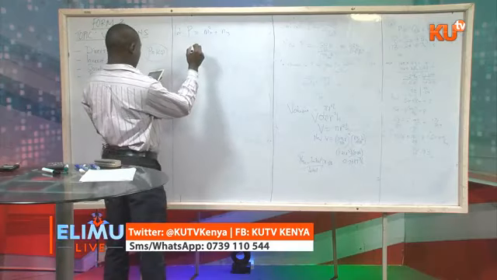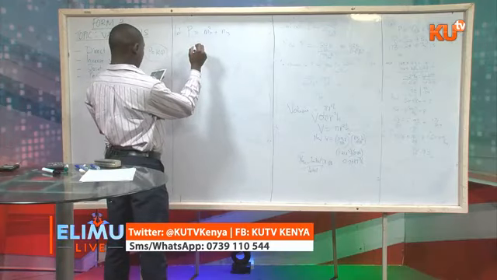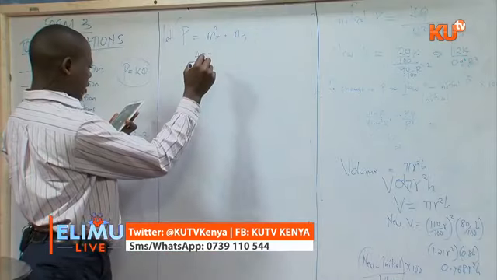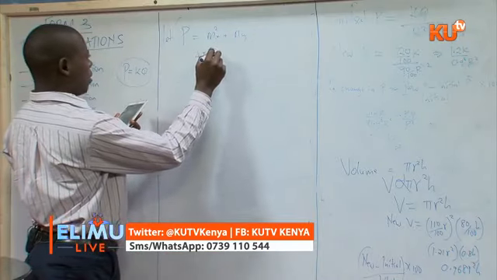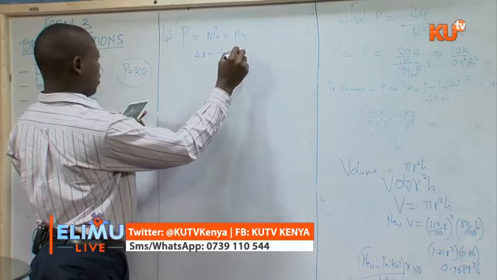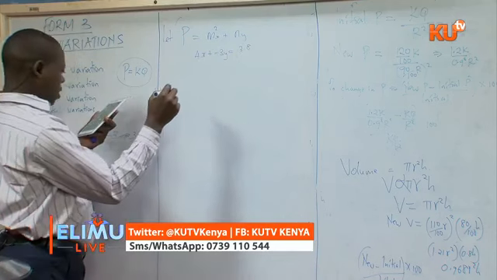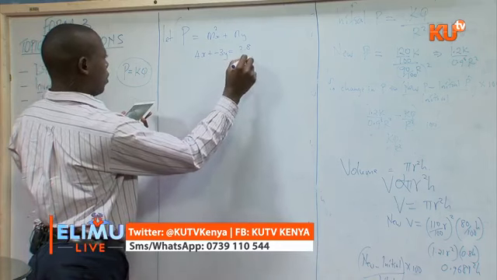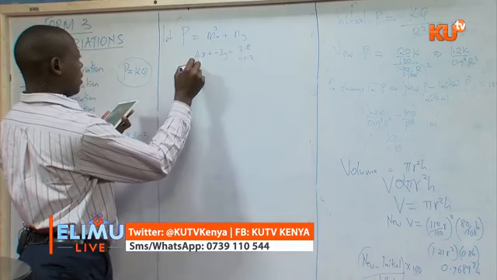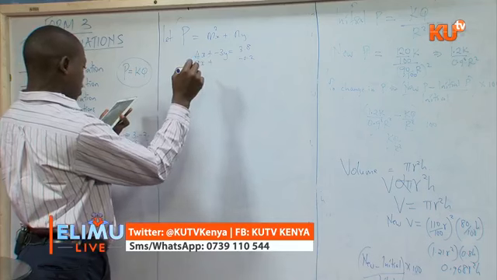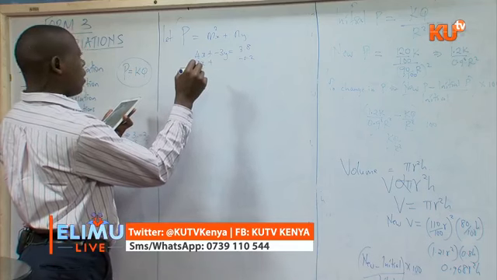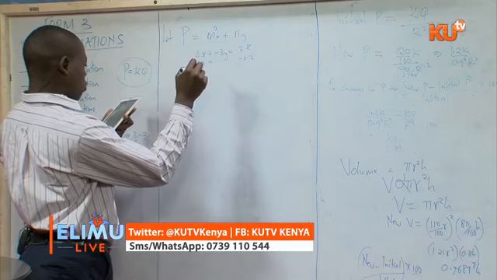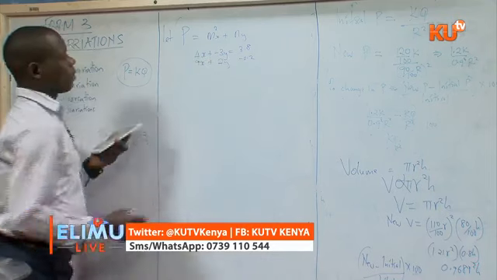P is 3.8 when M is 2, so that is 4x, and N is negative 3, so 3y is equals to 3.8. And then when P is negative 0.2, M is 3, that means 9x, and N is 2, so that is 2y.